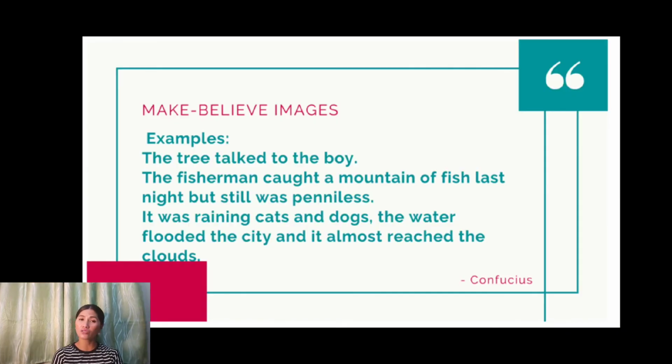And what are the examples of this? The tree talked to the boy. Imagine that. Can this be possible? No. That's a make-believe image. The fisherman caught a mountain of fish last night but still was penniless. That's a make-believe image or situation. It was raining cats and dogs. The water flooded the city and it almost reached the clouds. That's another example of a make-believe image.